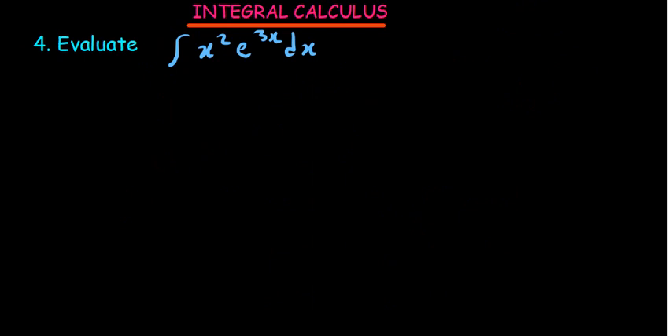Let's consider question number 4 here. Evaluate the integral of x squared e to the power 3x dx. So again, which one can we easily differentiate? Well, x squared can be easily differentiated, and e to the power 3x can be easily integrated. So let u be equal to x squared. Then dv is going to be equal to e to the power 3x dx.